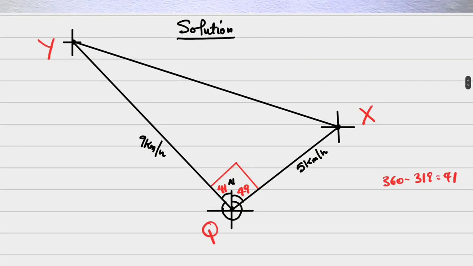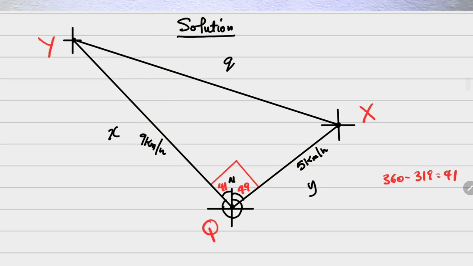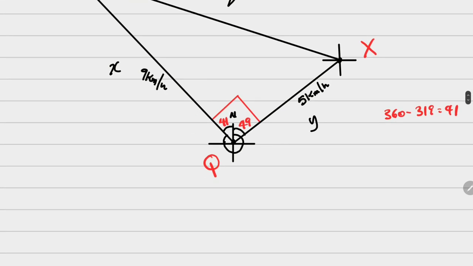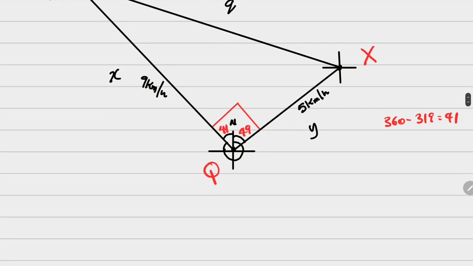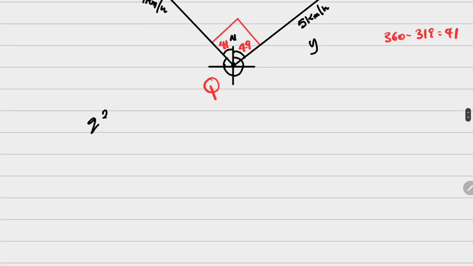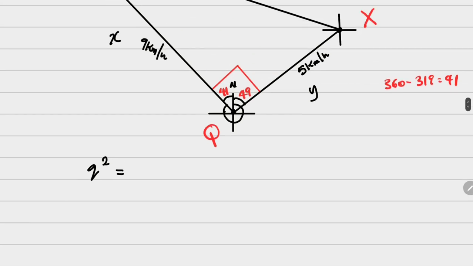Now, like I told you before, this will be my small q because it's facing the angle Q, and this will be small x, and this will be small y. So we are going to use the cosine formula. According to this diagram, we are to look for q. So we have q squared equals the sum of the squares of the other sides, which is x squared plus y squared minus 2xy cos of the angle Q, which is cos Q.